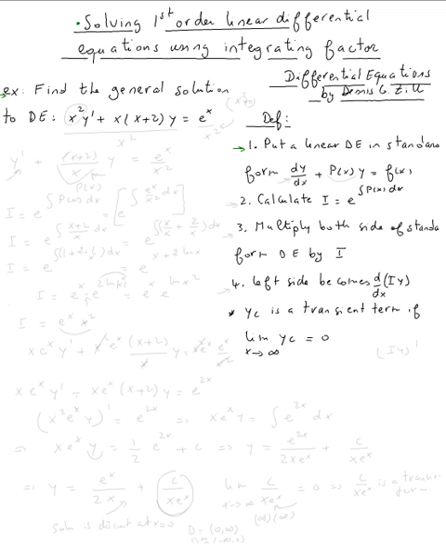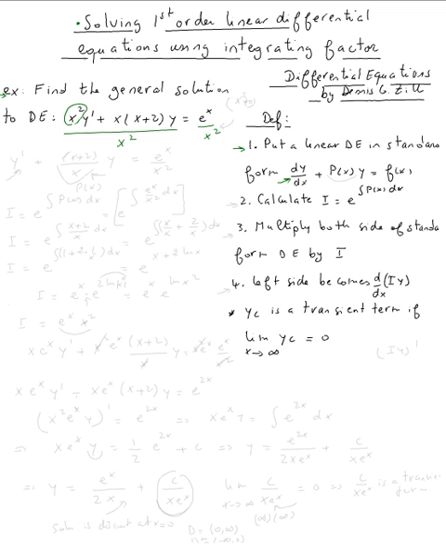Again, if you look at the definition, we need to put the linear differential equation in standard form. Here's the standard form. So somehow we need to get rid of this x squared. So how do we do that? We divide both sides by x squared.